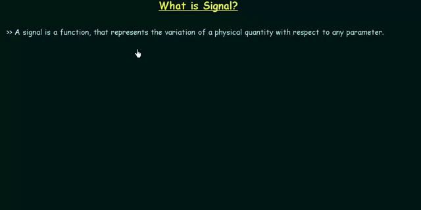So you can start from here. We will first see what is a signal, then we will see what is an analog signal, a discrete time signal, and then we will see what is a digital signal, so that we can start our digital electronics course. So let's move to the signal.